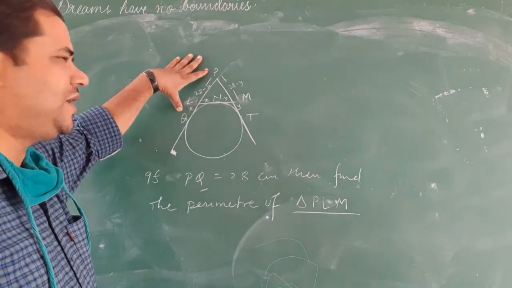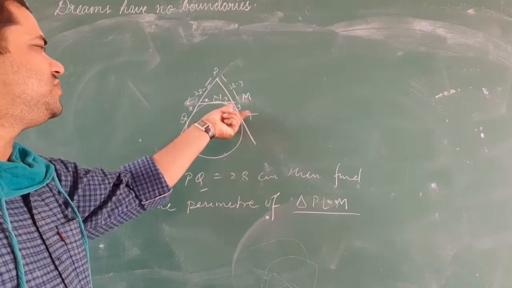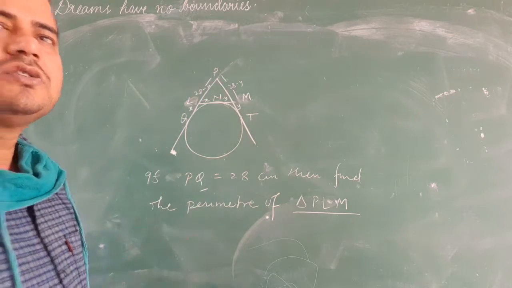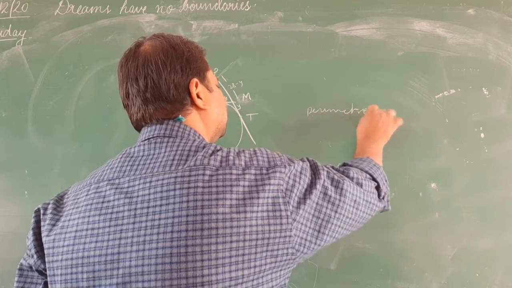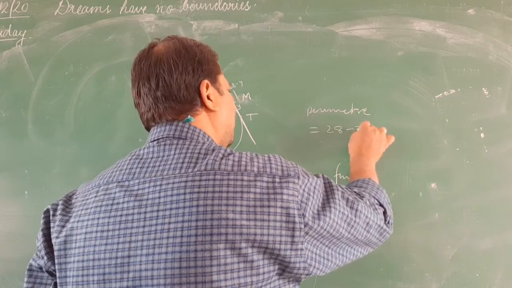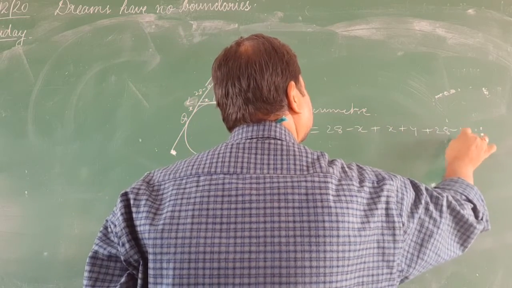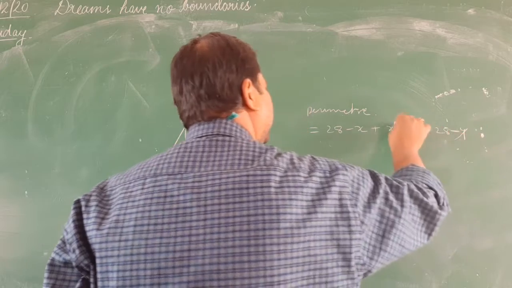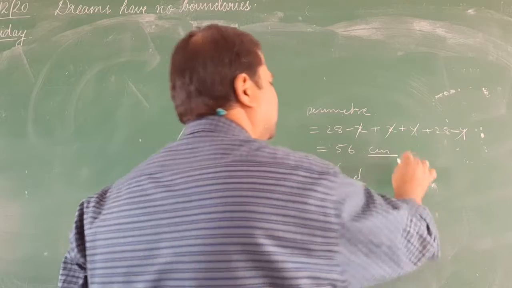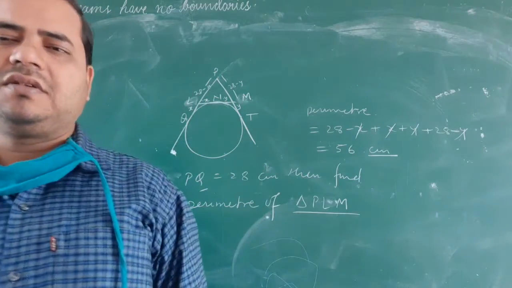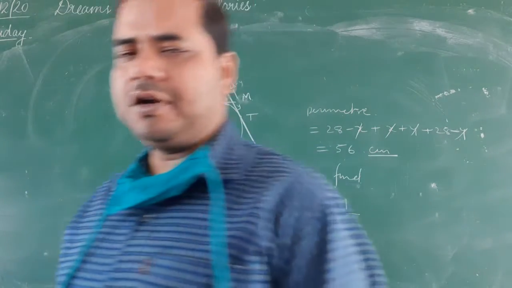भाई ये पूरा क्या है? 28. This is x. So this is 28 minus x. Similarly, this is y. This is 28 minus y. So what is the perimeter? Perimeter is the sum of all the three sides. So x, y, y, x. ये कितना आ जाएगा? 56. सबको समझ में आया बेटा? सो नोट कर लीजिए. Write down next one.